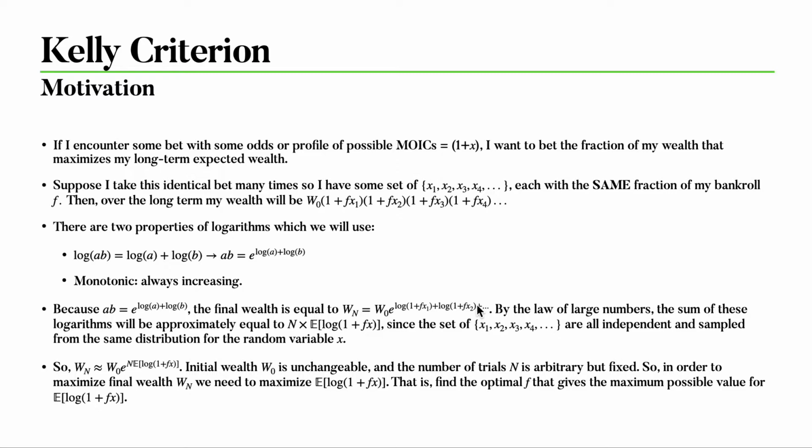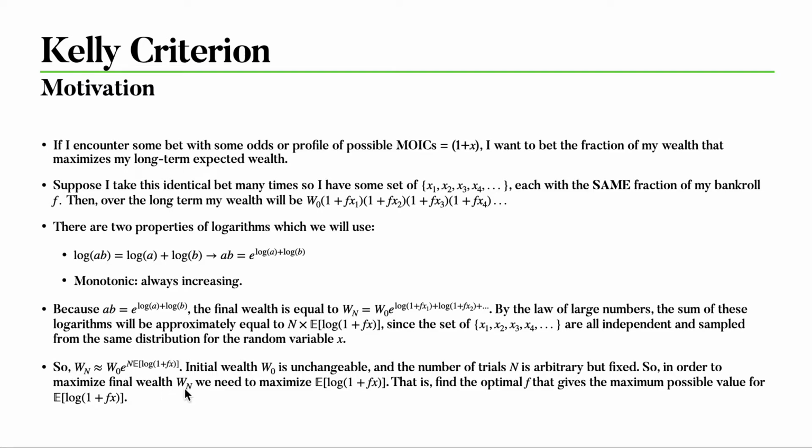Now, because we're playing the same game every time, and because each game is independent of the others, that is to say that all these samples came from the same distribution for this same random variable, we can use the law of large numbers to approximate this sum, right? And so this sum will be approximately equal to n times the expected value of this factor. And so we can write our long-term expected wealth, assuming n is large enough, in this way.